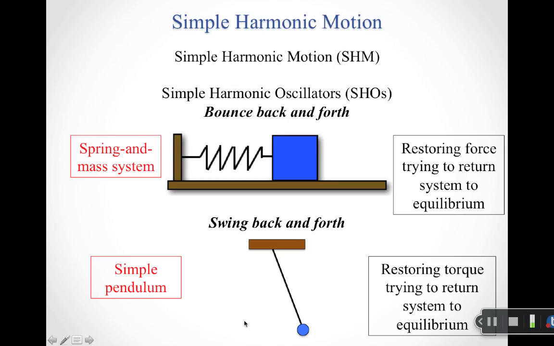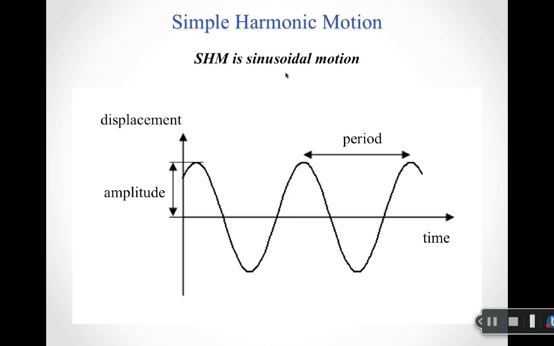So for our pendulum, equilibrium basically means straight up and down, right? So where does it come to rest? If you let it run and come to a stop, it's going to come and stop straight up and down. And so that's the equilibrium. And so when you pull it away from straight up and down, there's a restoring torque. So anytime you have a restoring force or a restoring torque, you end up with simple harmonic motion.